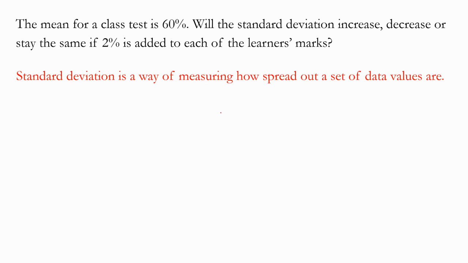So it can only be affected, let's say, if the lower marks are changed or the higher marks are changed, isn't it? But if all the marks are changed in the same way by 2%, then the standard deviation is not going to be affected. But things like the mean are going to be affected, isn't it? Yes. So now I just want to remind you about how we calculate the standard deviation using the calculator.